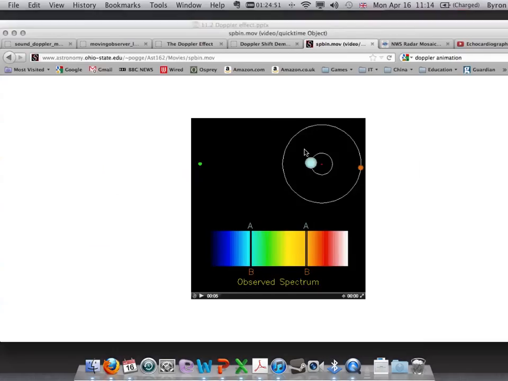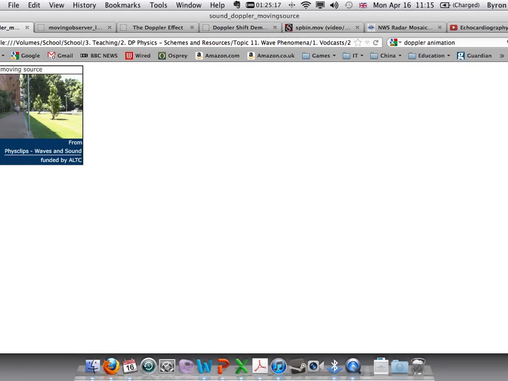Here is an example from the University of New South Wales of a moving source. So the bicycle comes towards the observer, and you can detect the change in pitch or change in frequency as the source goes past the observer.